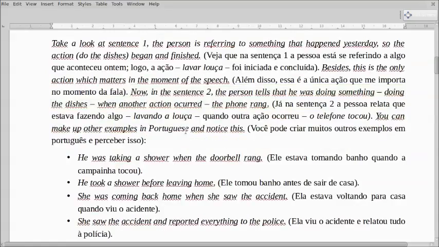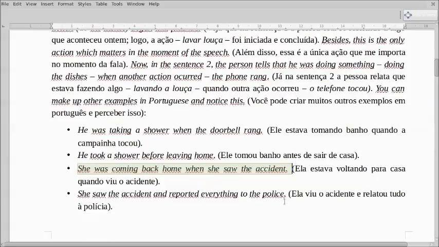So, let's see some more examples. Vamos ver mais alguns exemplos. He was taking a shower when the doorbell rang. Ele estava tomando banho quando a campainha da porta tocou. He took a shower before leaving home. Ele tomou um banho antes de sair de casa. She was coming back home when she saw the accident. Ela estava voltando para casa quando ela viu o acidente. She saw the accident and reported everything to the police. Ela viu o acidente e reportou tudo à polícia.